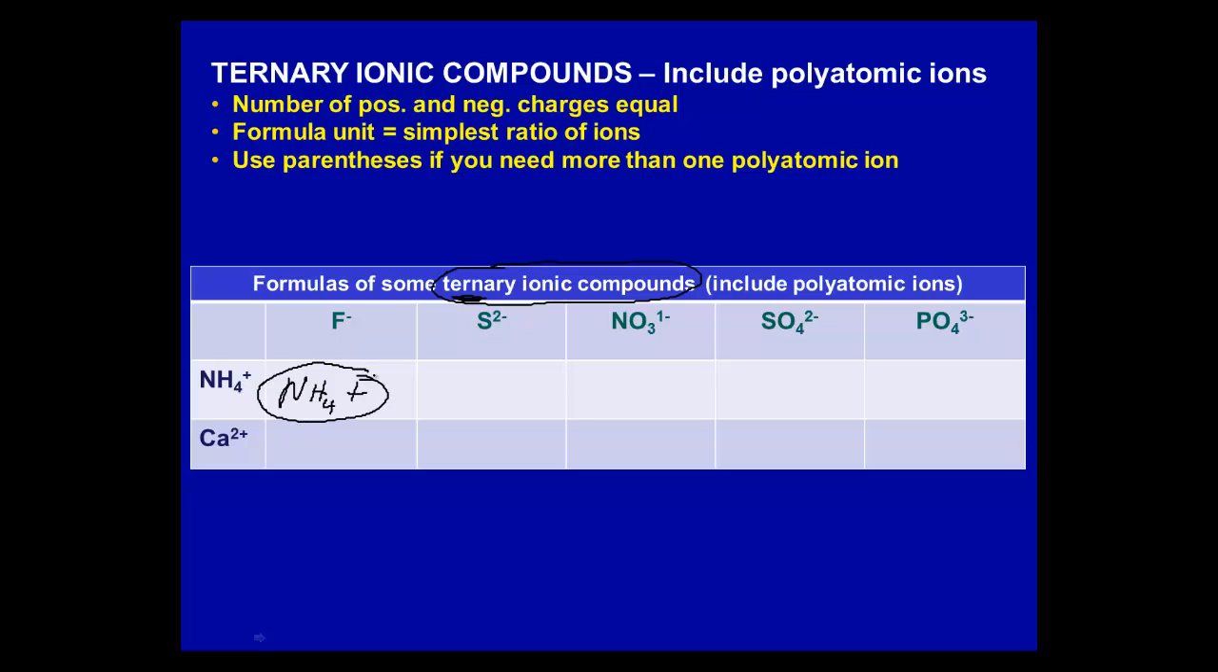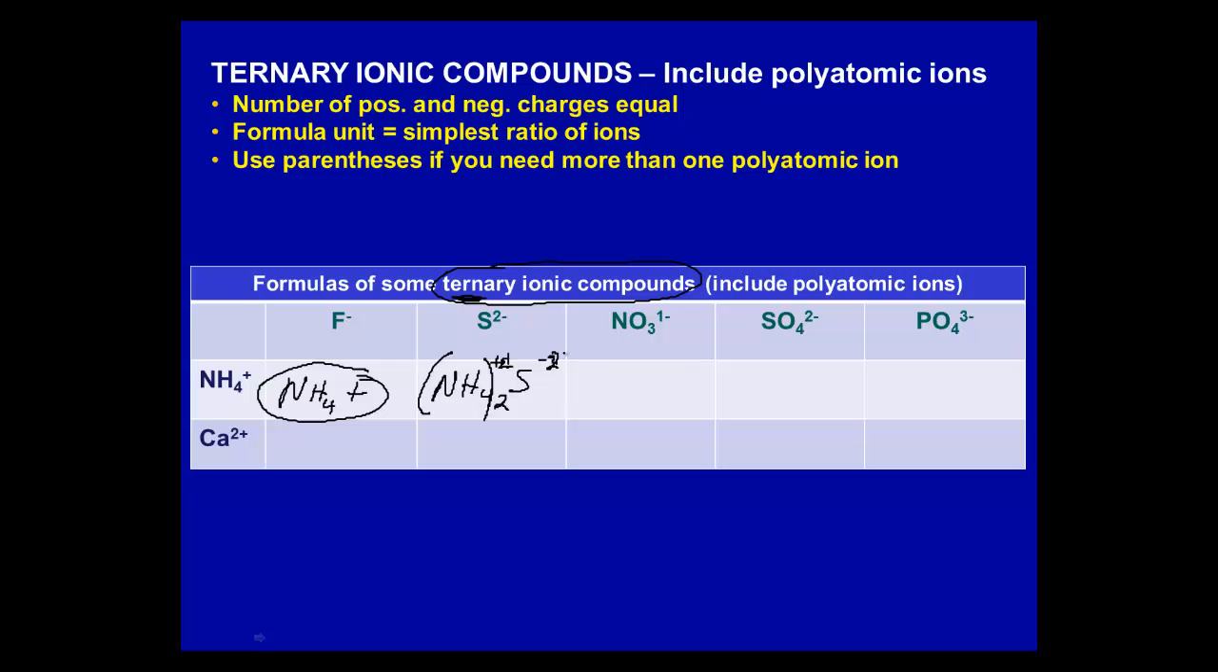This one's a little tougher. NH4S. Now, NH4 has a +1, S has a -2, and that's not equaled out. So we need more of these. More of these. So what we do, we put parentheses around this, put a 2 right here. Like crisscross applesauce, I guess you could say. NH4 +1, 2 of them. S -2, just 1 of them. So this is the formula. Scribble out the +2, scribble out the -2.